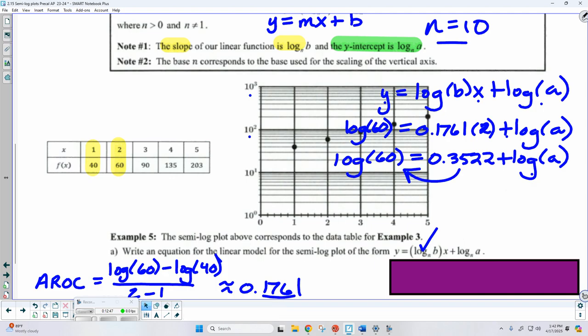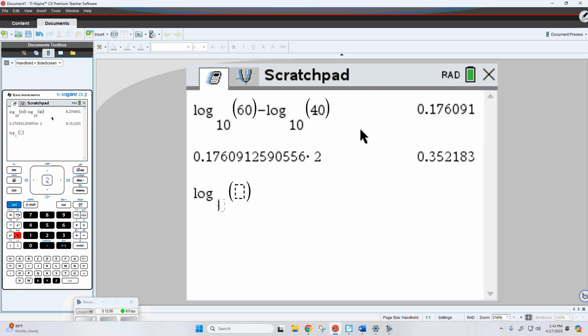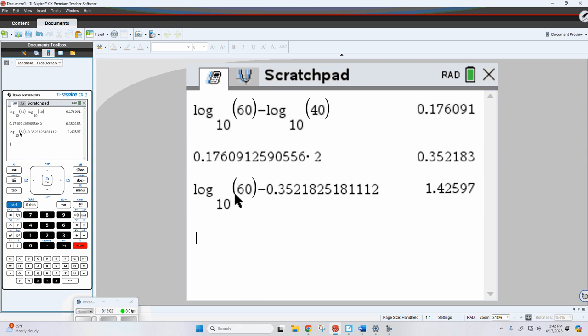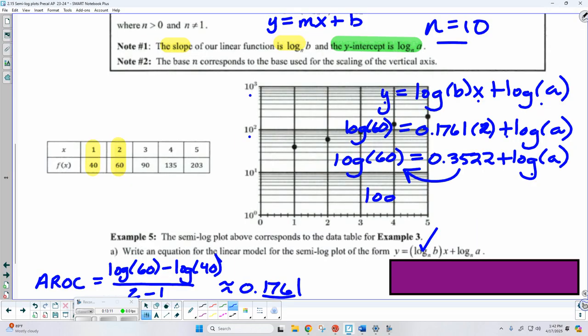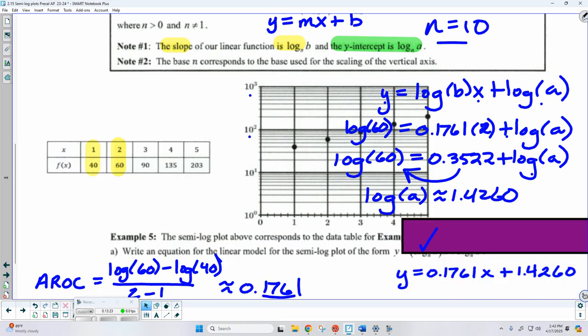Okay. So let's see here. I'm going to take the log of 60. Okay, let's go ahead and subtract. And then I'm going to use my touchpad to go ahead and choose the value that I want to work with. Okay, so I wanted that product right there. All right, so here's my y-intercept. So let's say 1.4260. Okay. So log of a is about 1.4260. Okay. So if I go ahead and take the slope and the y-intercept, if I plug them into the equation, there's my slope-intercept version. Okay, it should be 0.1761x plus 1.4260.